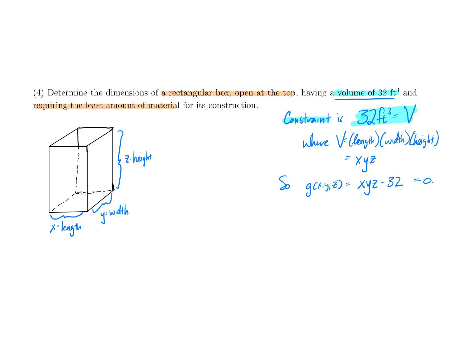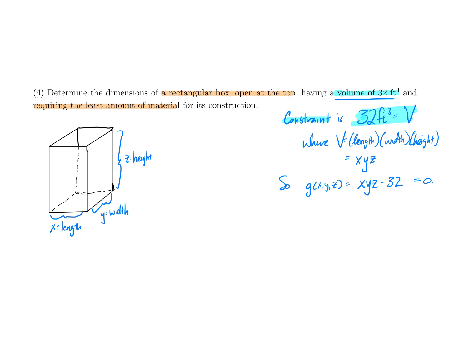So I'm starting the problem by drawing a picture of this box. Notice it is open at the top. We're going to label the three sides, X for length, Y for width, and Z for height. And let's first look at the description here. We are trying to find the dimensions, so we're trying to find the values of X, Y, and Z such that the volume is 32 cubic feet.